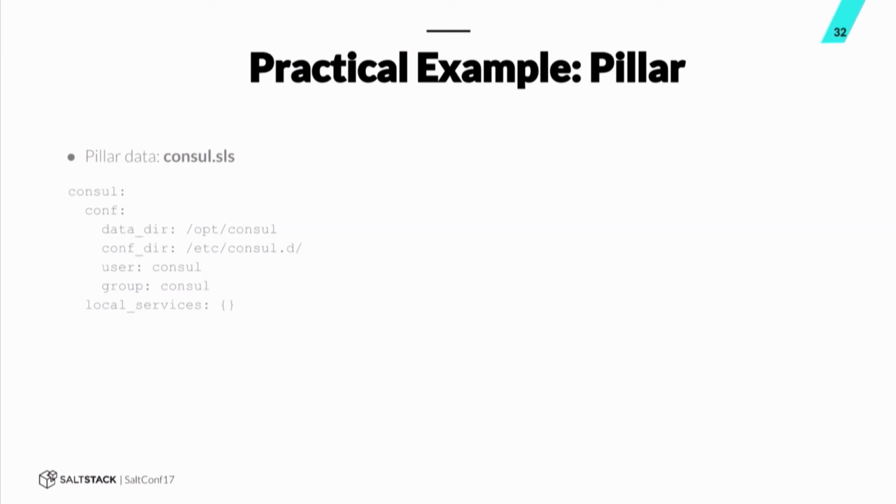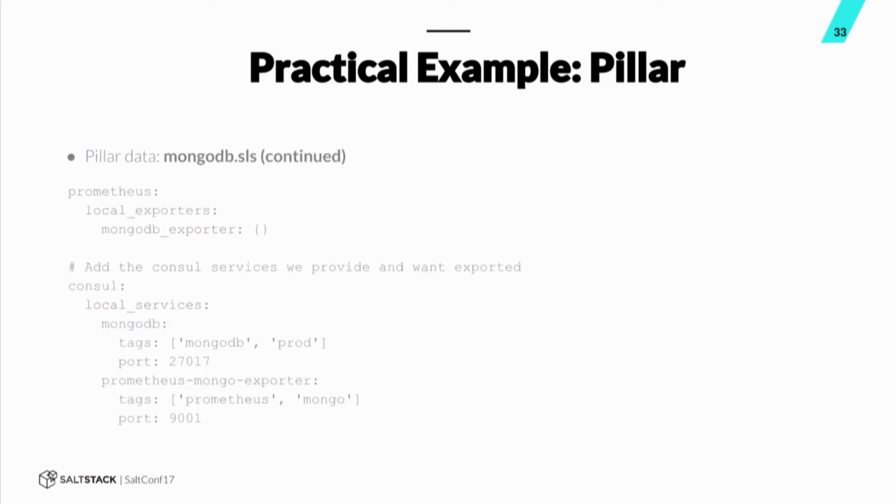And then Consul, which probably more people are using, is a similar thing: configs, and then I leave this empty map here for local services, which we'll use in just a second. So for the rest of the MongoDB SLS file in the pillar, I have basically this. You'll see here we've got Prometheus and the local exporters, and then I specified this MongoDB exporter and then nothing. And in Consul, I've specified some local services and some data.